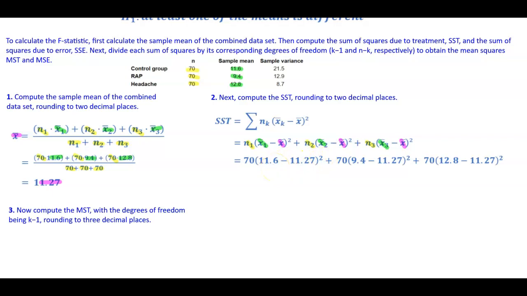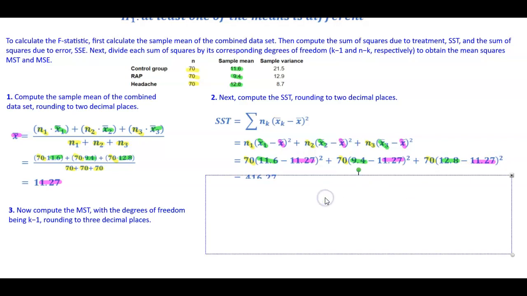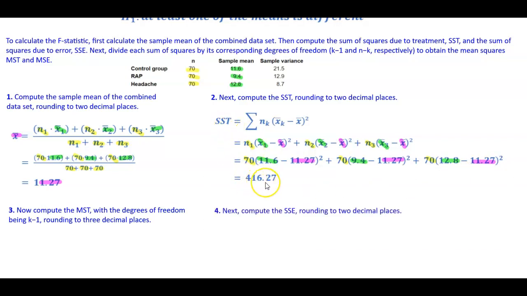Here we can see what our values are: our sample size, our sample mean for each data set, and then we subtract the combined sample mean of 11.27. For each one, we take 70 times 11.6 minus 11.27 squared, plus 70 times 9.4 minus 11.27 squared, plus 70 times 12.8 minus 11.27 squared. When we calculate that value, we get an SST of 416.27.